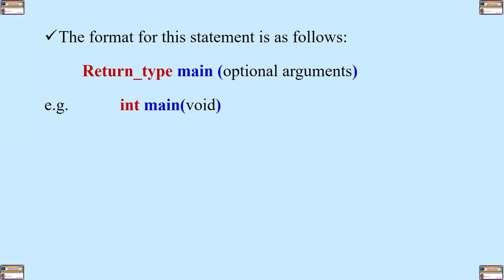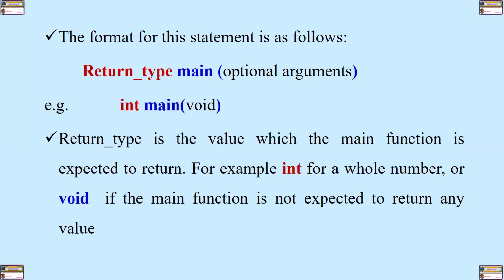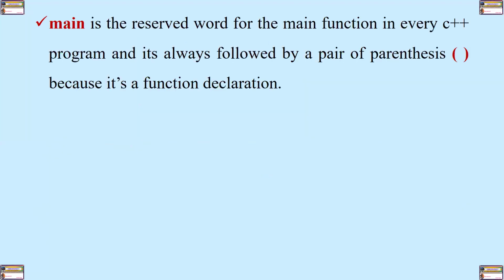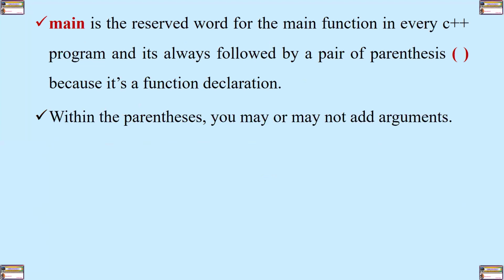And then inside the parentheses, you can leave it empty, or you can have the word void or any other type if the function is receiving some parameters. The term main is the reserved name for the main function in every C++ program. It's always followed by a pair of parentheses because it's a function declaration. Within the parentheses, you may or may not add arguments. Arguments are those values that have been enclosed within the parentheses.